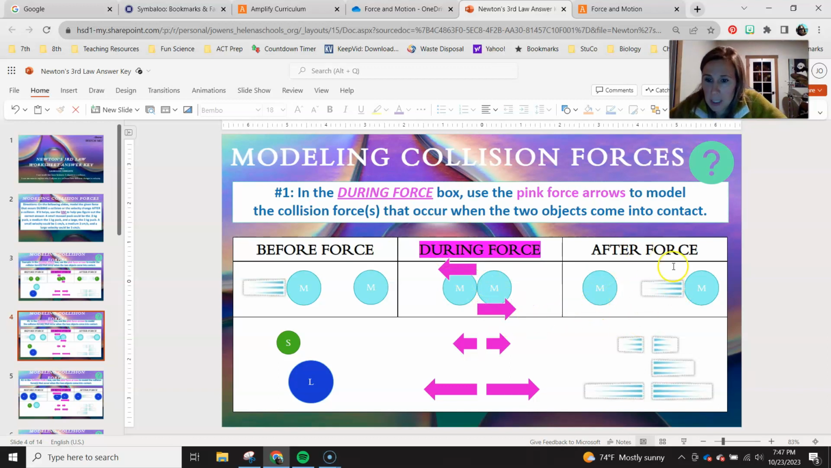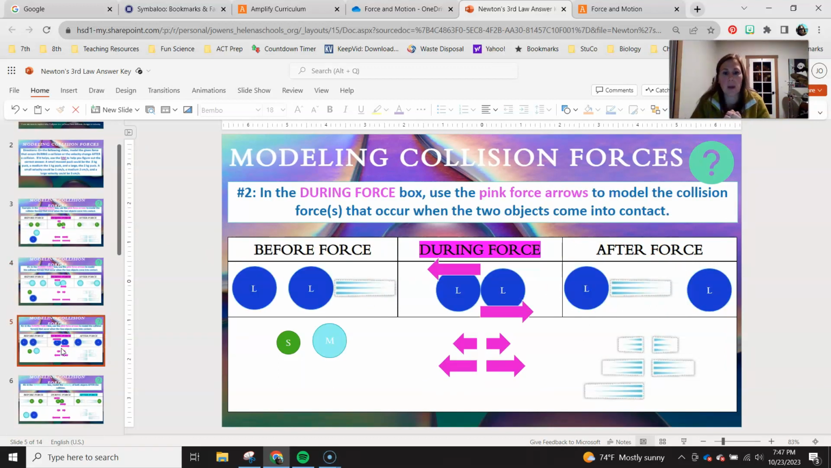Then because they're the same size object, you see that in the after force that I gave you, they just swap velocities. Keep those things in mind as we move forward. That is an exact answer key that you're following, but the concept is that when two objects collide, no matter what their size is, they put an equal force on each other, but in an opposite direction.